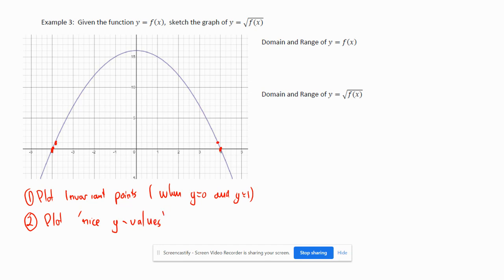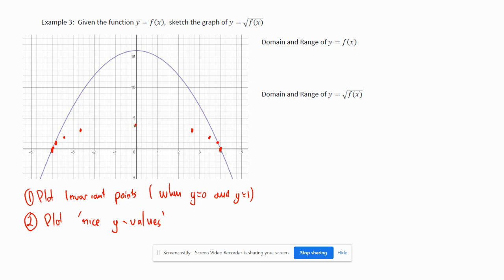Okay? So 4 is a nice y value for us. So 4 is happening right here. Square root of 4 comes down to 2. Square root of 4 comes down to 2. 9 is a nice y value. Square root of 9 is 3. Square root of 9 is 3. 16, y value, square root of 16 is 4.